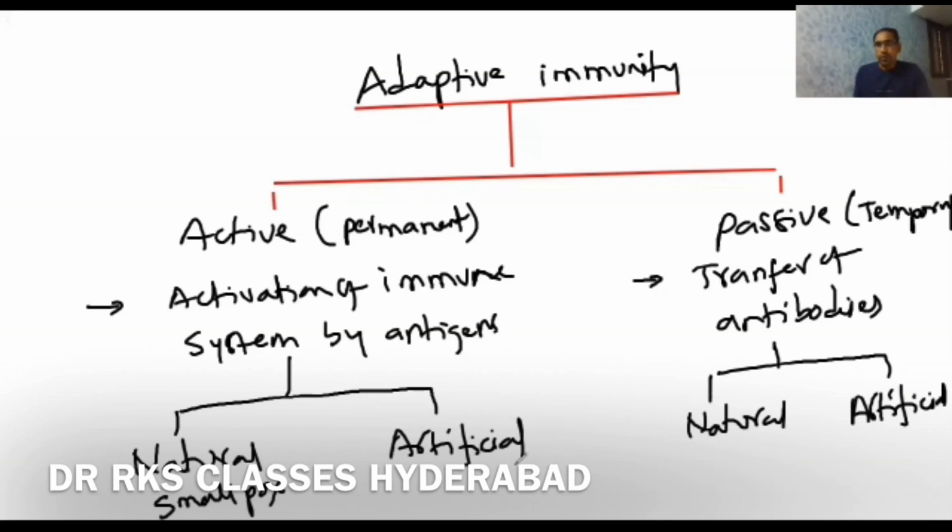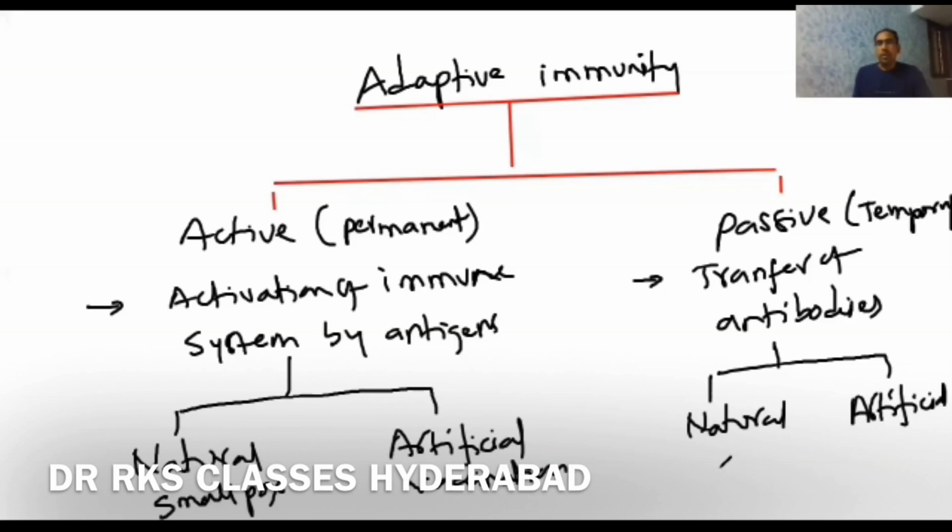And in case of artificial, generally we introduce the antigens wantedly into the body in order to activate the immune system. Best example, vaccination. In case of vaccination, in olden days we used to introduce the whole organism in order to activate the immune system. But nowadays we are producing only antigenic peptide by using rDNA technology, so that only the antigenic peptide can be introduced into the body in order to activate the immune system.